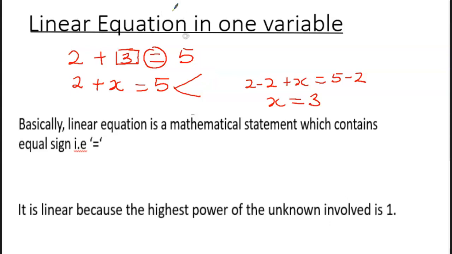As I said, it's a mathematical statement which contains an equal sign, and it is linear because the highest power of the unknown variable involved is 1. So let's look at this one. The unknown variable here is x, so the power is 1. So that makes it a linear equation. All that we are going to do is to look at the number of ways in which we solve linear equations. Let's take some examples.